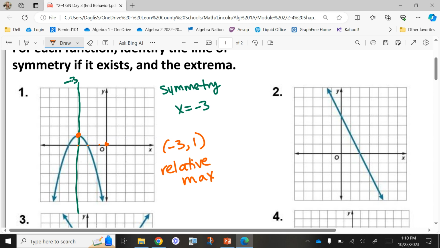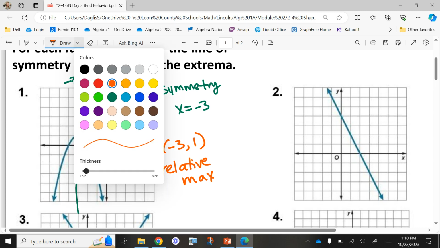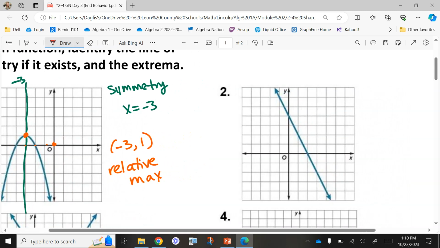All right, number 2. Can I split this line in half and it folds over onto itself? No, I cannot. So this has no symmetry. Are there any turns to give me an extrema? No. No symmetry, and there's no extremas.